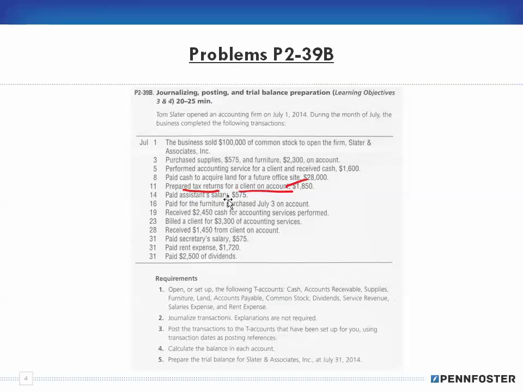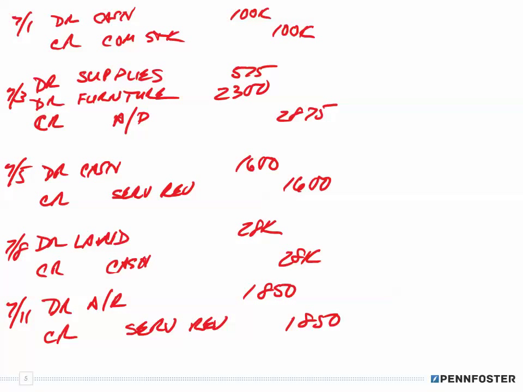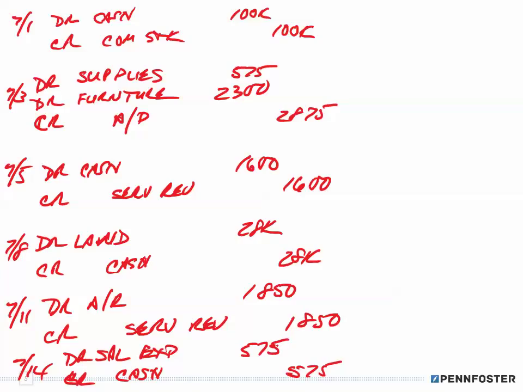Okay, paid assistant salary, $575, so my cash is decreasing. So 7/14, I'm going to credit cash for $575, and I'm going to debit. It's an expense, right? Because it's for the operation of the business. I'm paying salaries, so I debit salaries expense for $575.